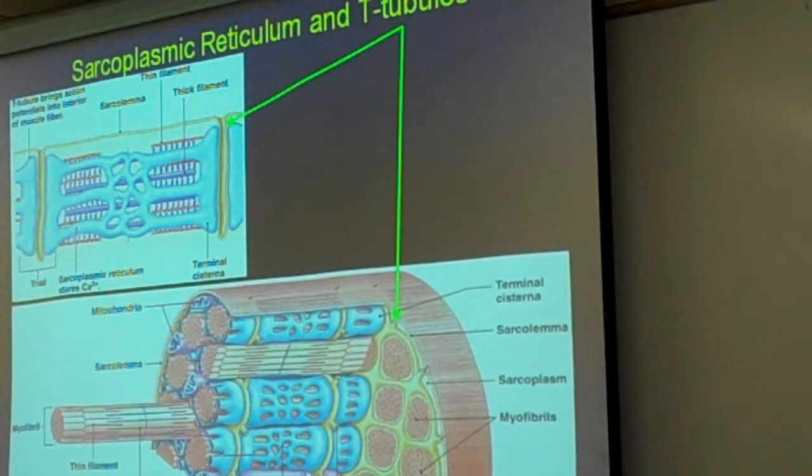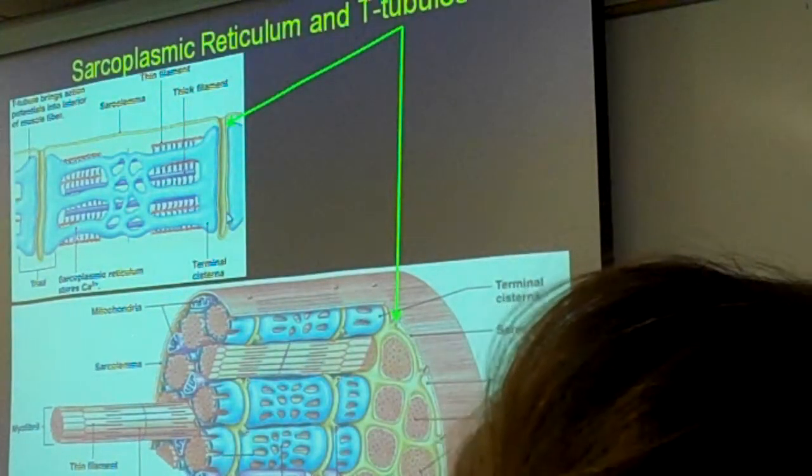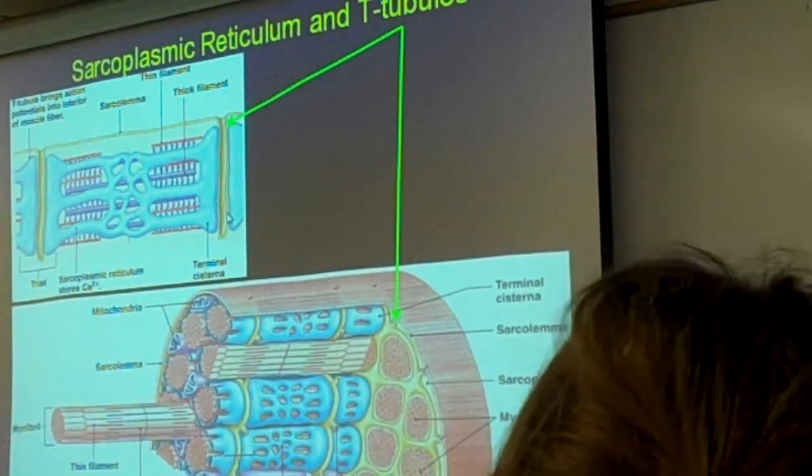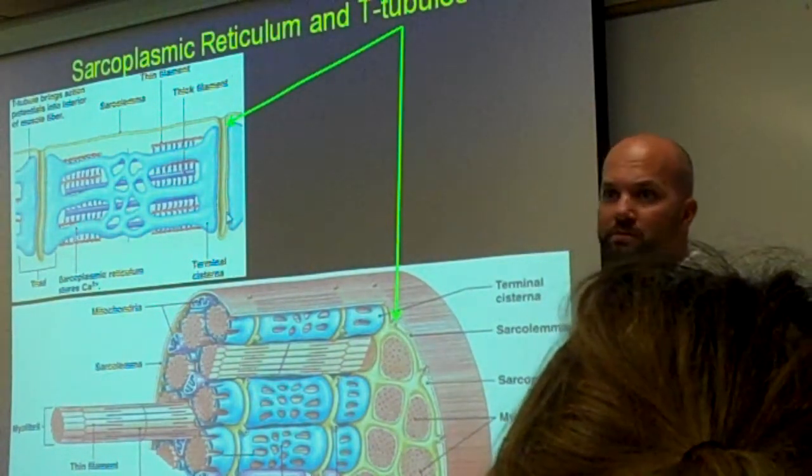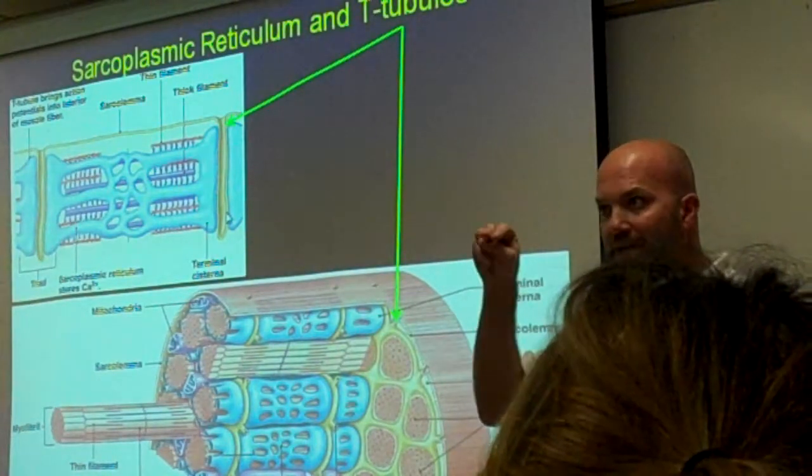So the triad is simply one T-tubule with a terminal cisterna on each side. Now the reason we covered all the microscopic anatomy first is so you know where and what is involved in all the processes, all the physiology. So when we talk about excitation-contraction coupling, that's a process. Where does it happen? At the triads. What part of the triad is being excited?